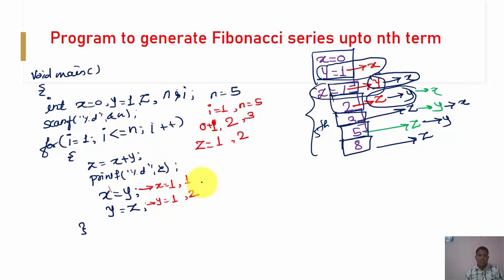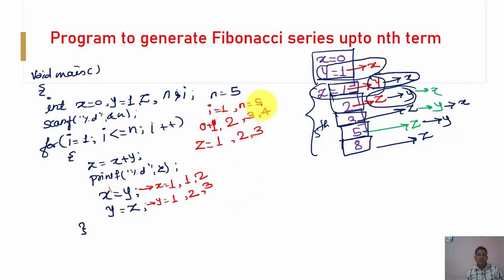What is the value of x? The value of x is now 1 and the value of y is 2. So the obtained result for z is 3. Then the value of y, which was 2, gets assigned to x and the result gets assigned to y. So now it is 2, 3. Then the value of i gets again incremented by 1. Now the value of i is 4.